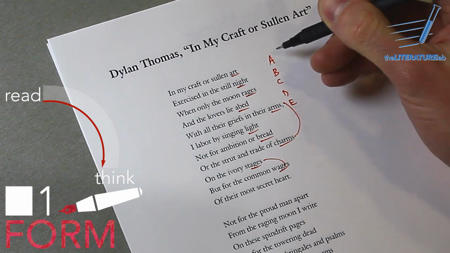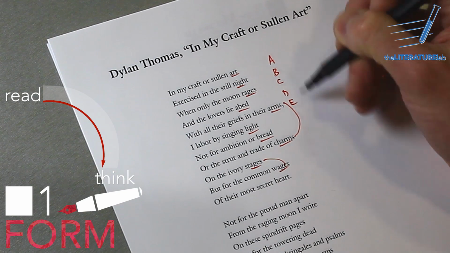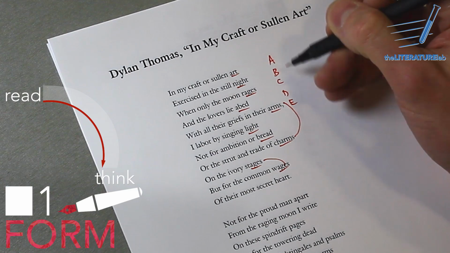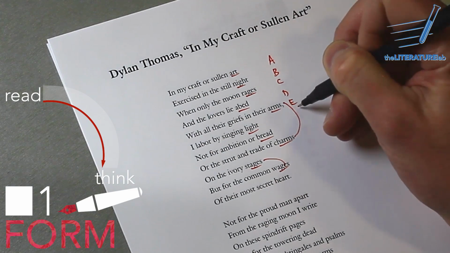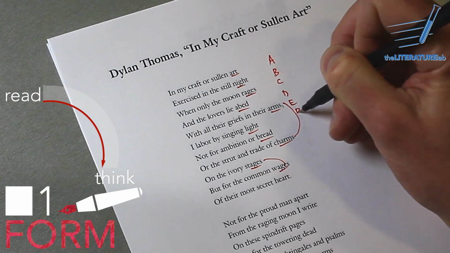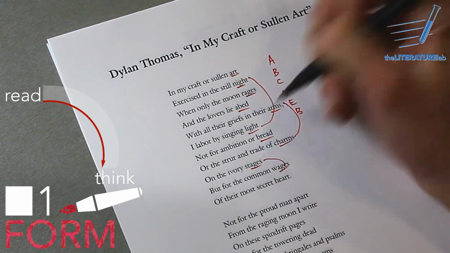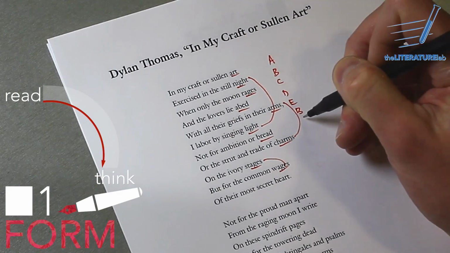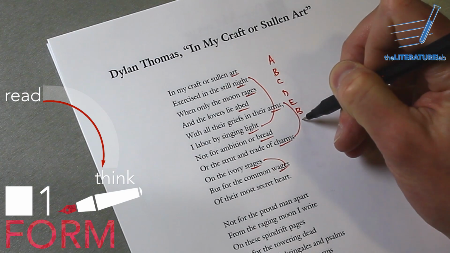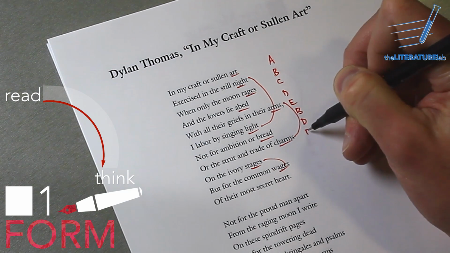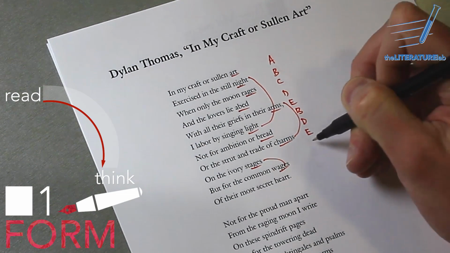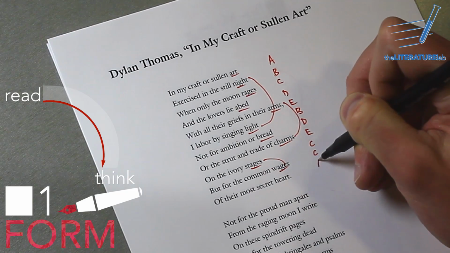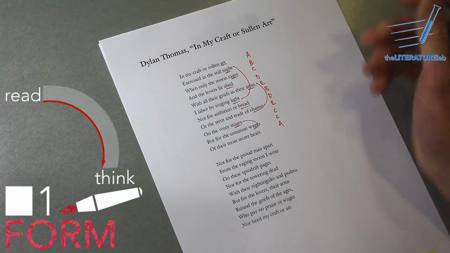And it is in fact not until you get to quite a ways down this poem, A, B, C, D, E, finally then you get a B, because night and light rhyme with each other. And you continue in that fashion to write the scheme of the entire stanza. And that's how you annotate form.